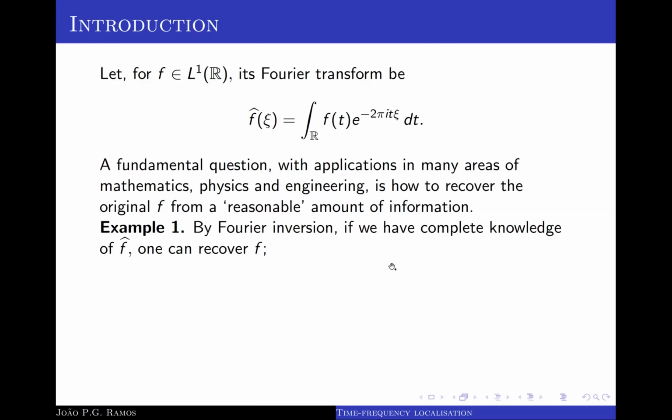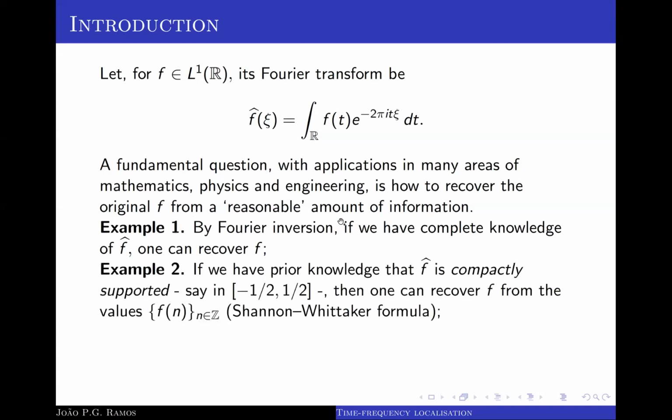The first example that you can see on the screen is, if we have complete knowledge of f hat and we use Fourier inversion, then we get f back again. But for certain classes of functions, that is a little bit too much, because, for instance, if you know a priori that f hat has compact support in the interval minus 1/2, 1/2, then we can recover f from its values at integers, because f is going to be an analytic function. It's a well understood theory. It's the Shannon-Whittaker formula in signal processing and so on.